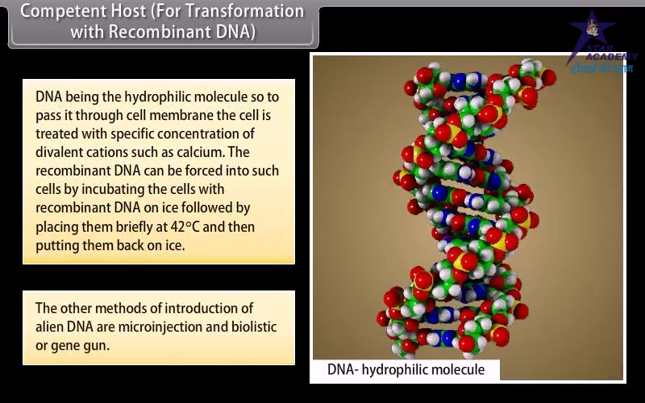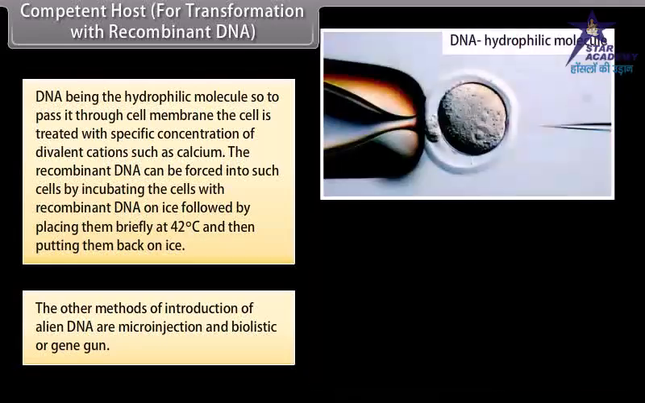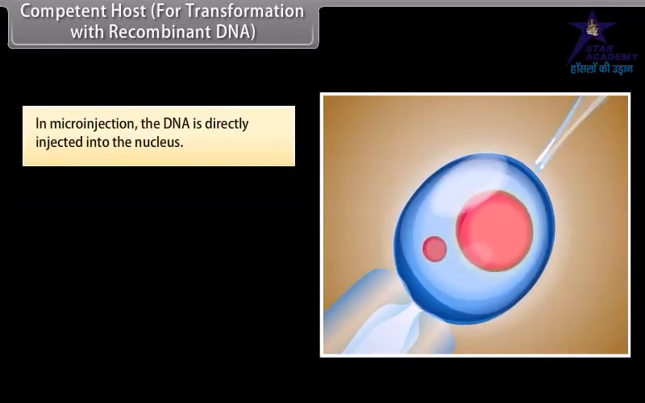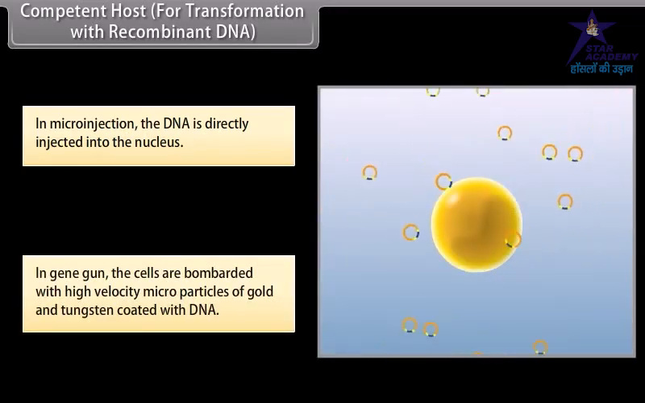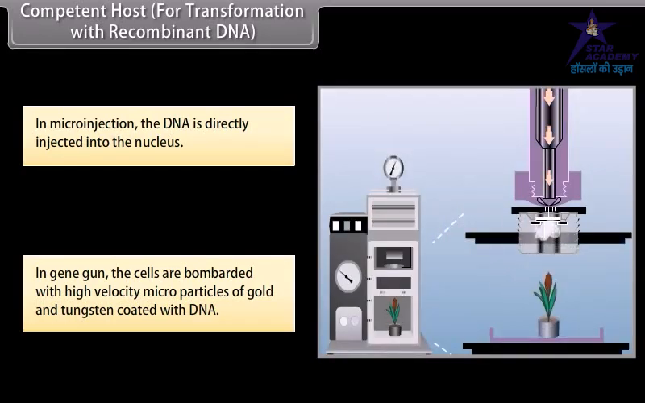The other methods of introduction of alien DNA are microinjection and biolistics or gene gun. In microinjection, the DNA is directly injected into the nucleus, and in gene gun, the cells are bombarded with high-velocity microparticles of gold or tungsten coated with DNA.